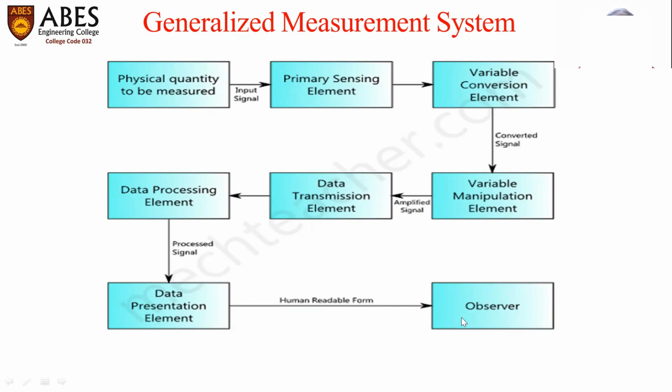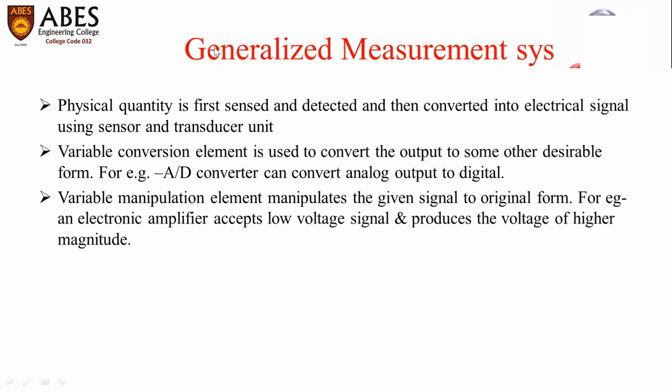And further, the analysis can be done with the help of the observer or the operator or the technical staff there, and then corrective measures can be taken and improvement can be made, right? So this is the example of the generalized measurement system.